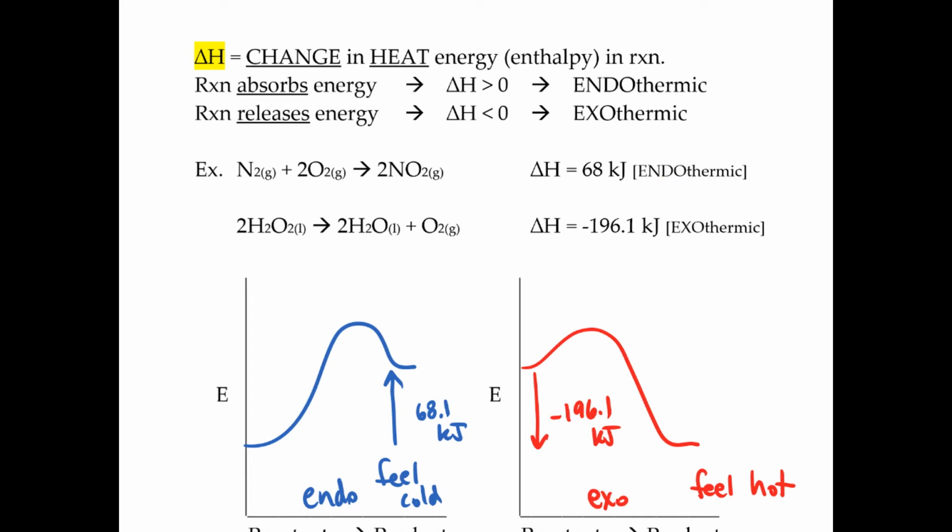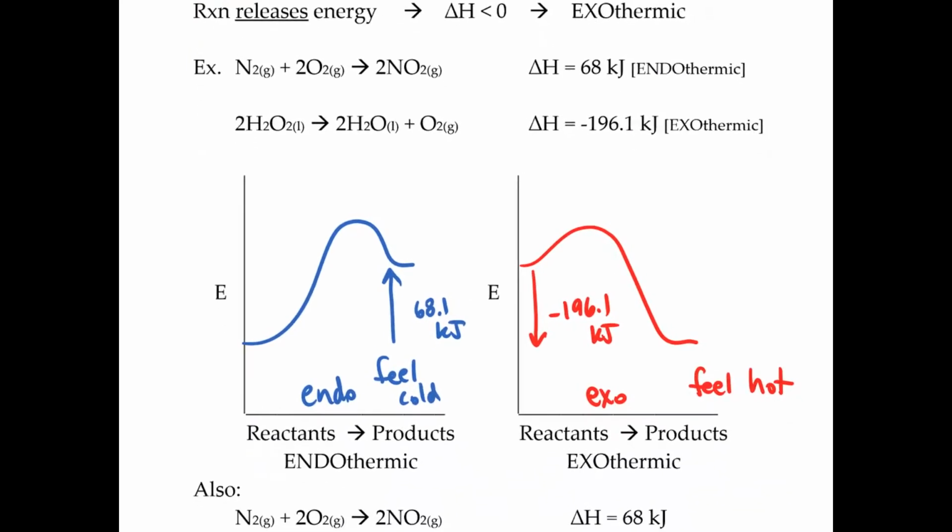And you could see from the graphs right here that an endothermic reaction is going to end higher than it started. It absorbed this much energy, in this case 68.1 kilojoules, and it's going to feel cold because it's absorbing heat. This one releases 196.1, so it ends lower by 196.1, so the change is negative, and it's going to feel hot if you were to feel that reaction.